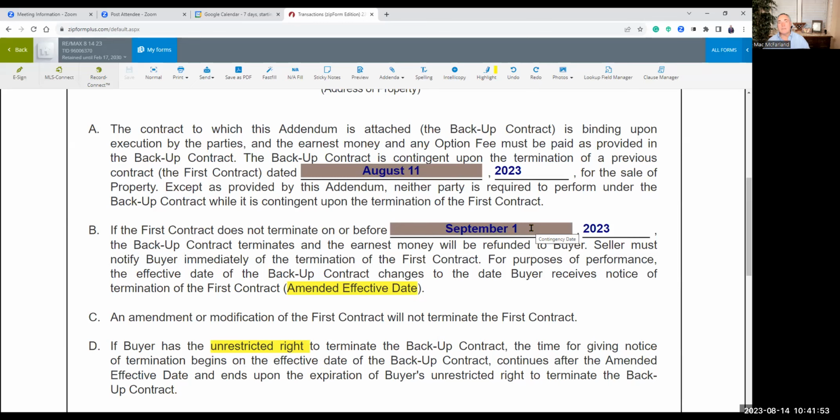And for those of you that are listening to that, if that first contract gets extended, it's okay. It doesn't terminate it. They can do that. But we need to extend ours as well. If the buyer really wants it, we want to extend this date. Because if they're extending, that's a sign there might be a problem. So why back out now? That's just my take on it.